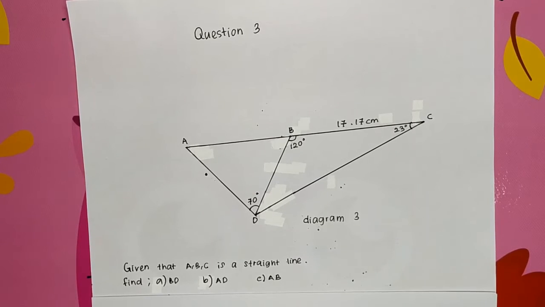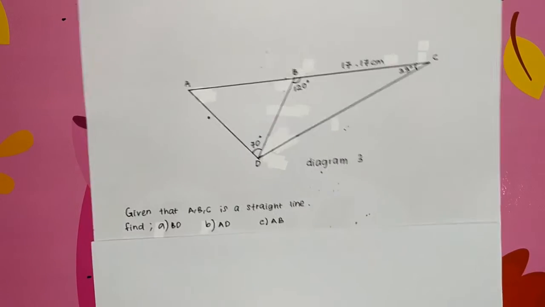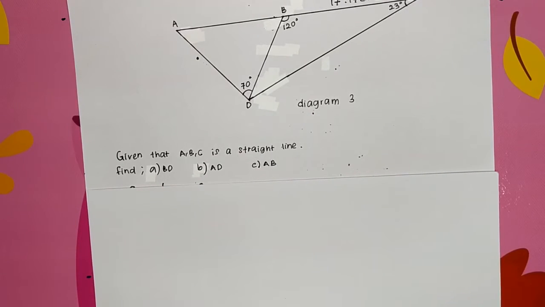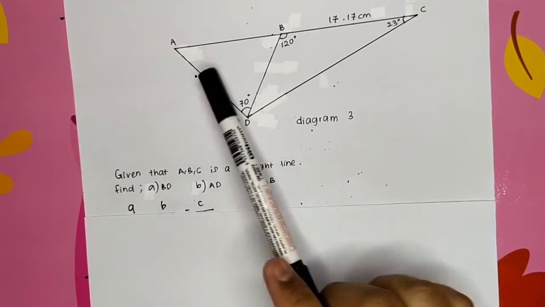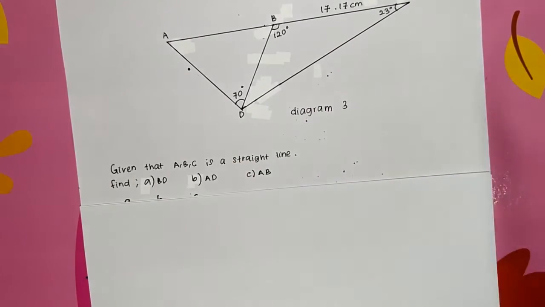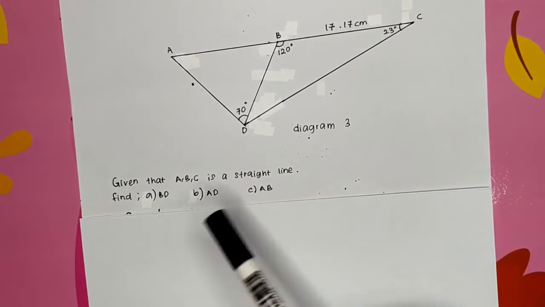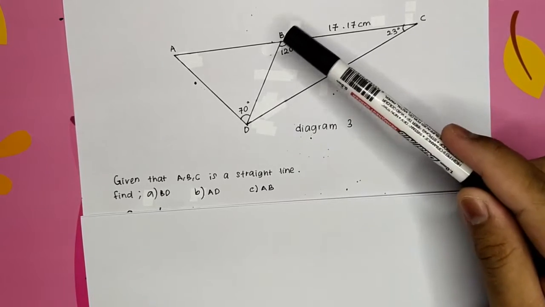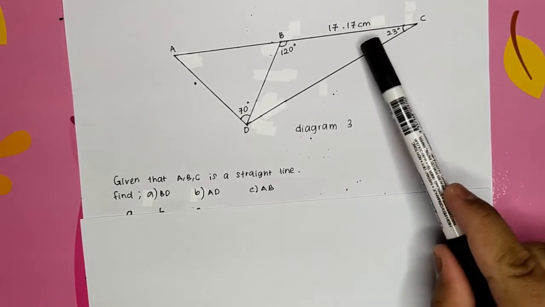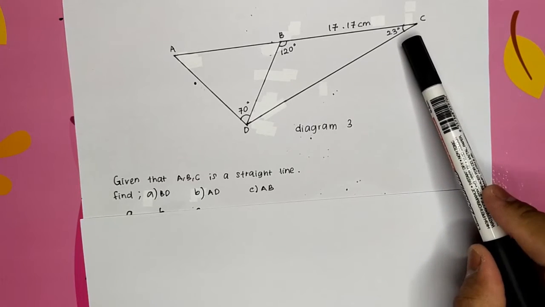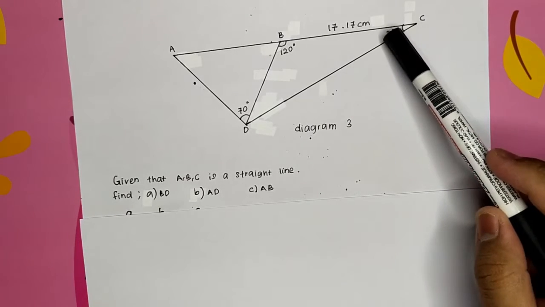So this is question number 3. Given that ABC is a straight line, this is a straight line. So find the value of BD. So where is BD? BD is right here. So to find the value of this side, we need to know the opposite angle. So we already know the opposite angle because it is already given, which is 23.